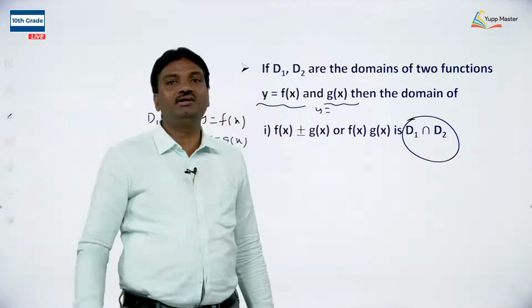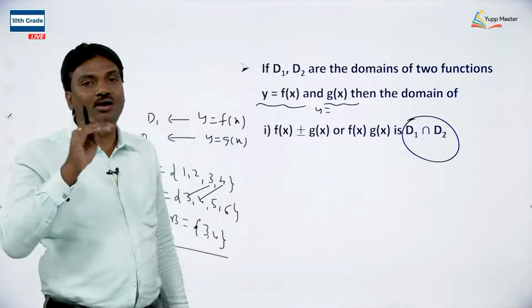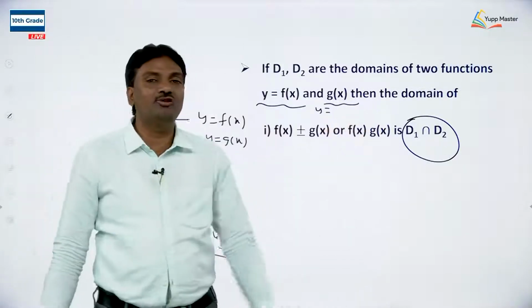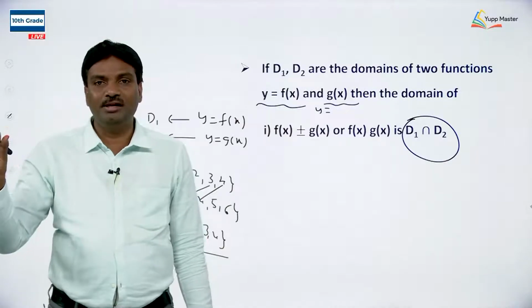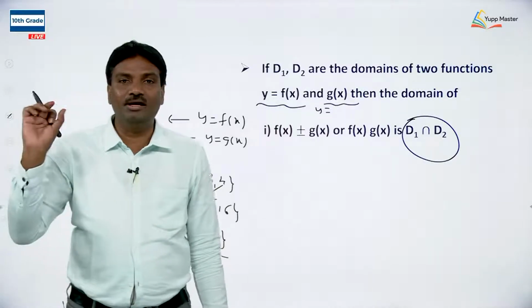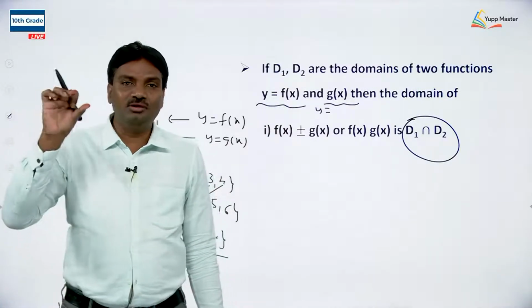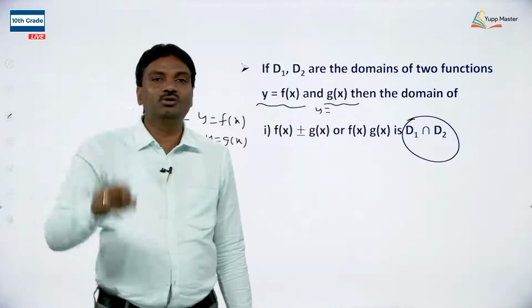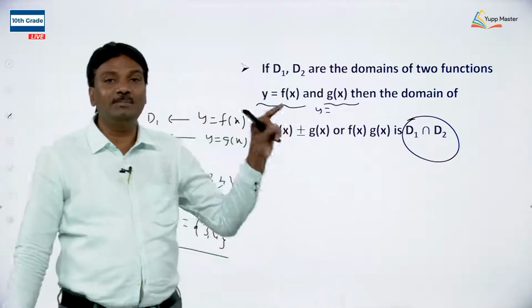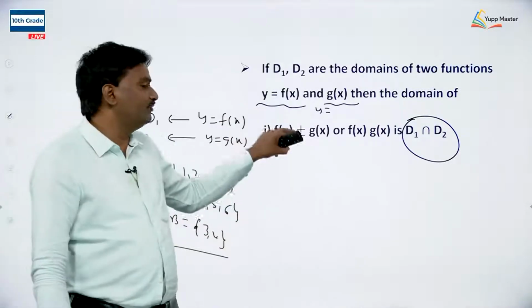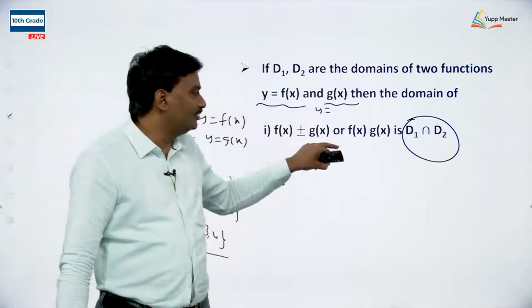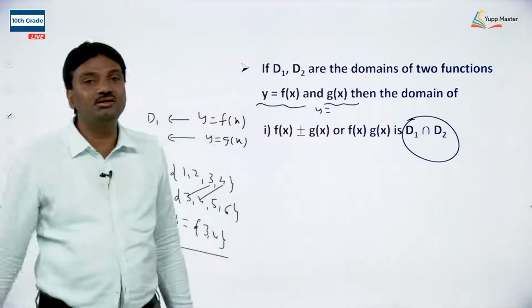d1 intersection d2 is nothing but the common elements of both d1 and d2. The d1 set may have some elements, the d2 set may have some elements. By observing the elements of both d1 and d2, we write only the common elements, which represent the common domain, that is, the domain of f of x plus g of x or f of x minus g of x or f of x into g of x.